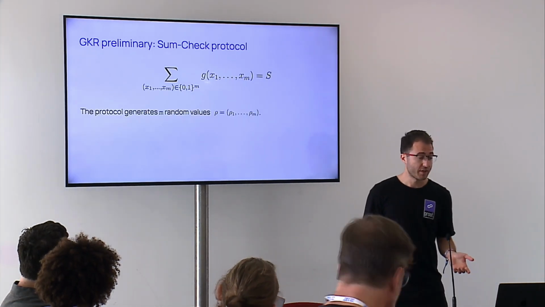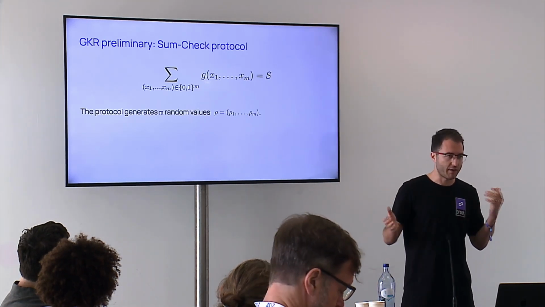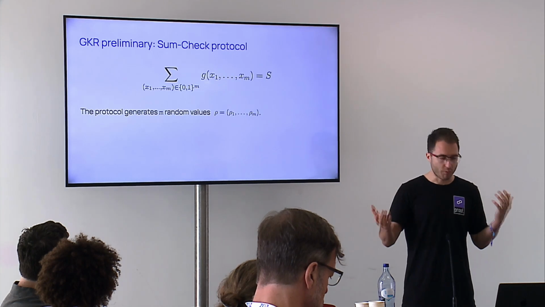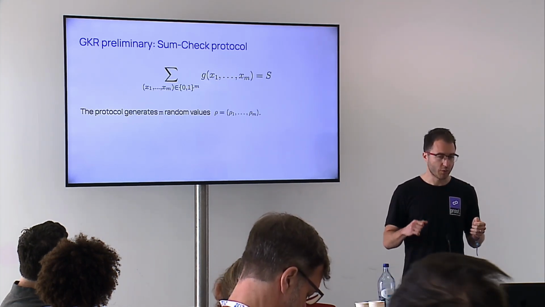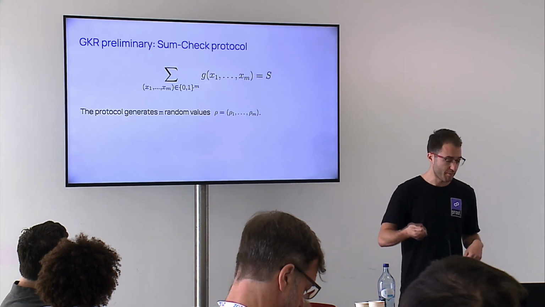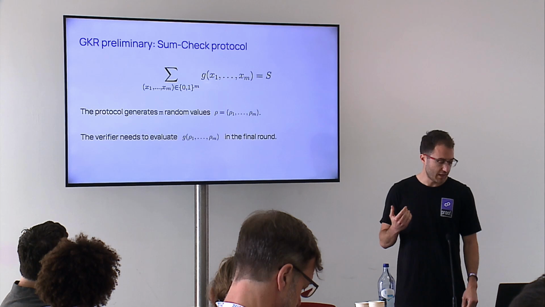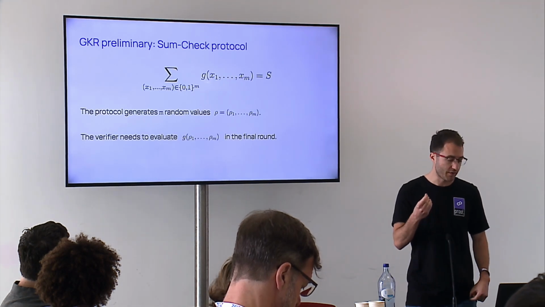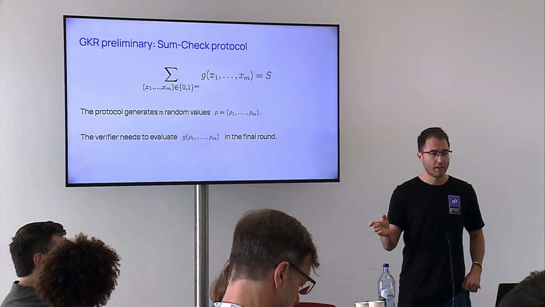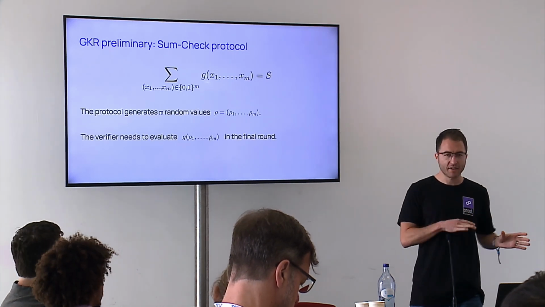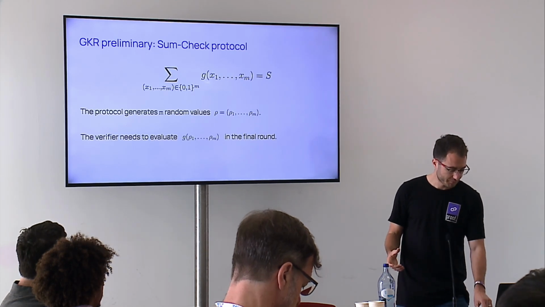Two things that are important: obviously these are polynomials, and therefore you have evaluations at random points. In the case of sum check, we're going to be sampling M random points during the course of the protocol, and the verifier at the very end needs to evaluate G only once, at this one random point. We'll come back to this, but this is the crux of sum check.